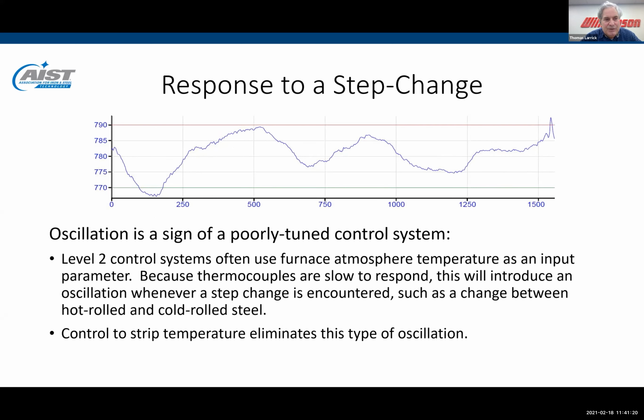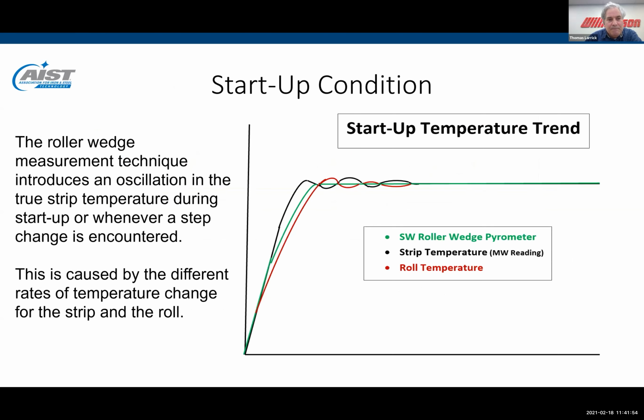So in this case, what you're seeing here, this variation in temperature, is related just to the fact that the time constant associated with the speed of response of the control system is out of sync with the time constant of the ability of that same system to introduce a change. So this is more related to a time constant type of variation. But we see this same type of oscillation when customers are controlling to a roller wedge measurement.